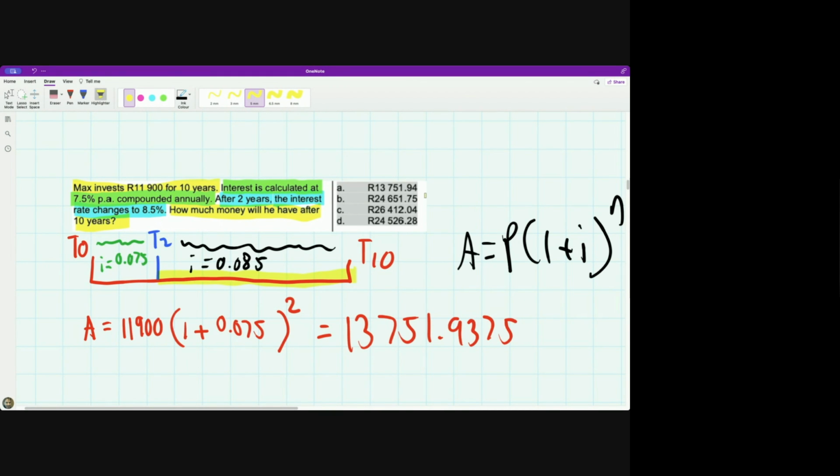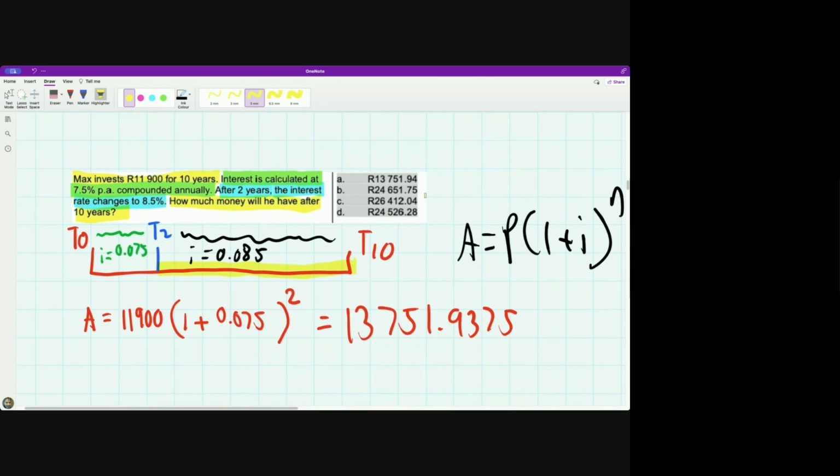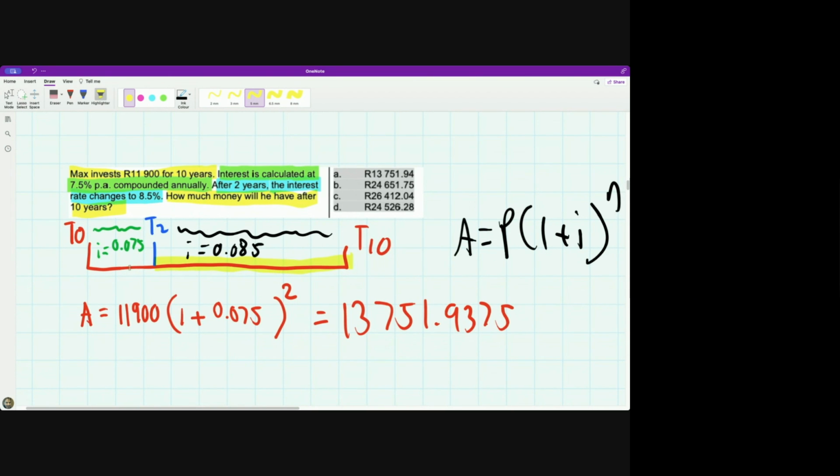Okay. So if you're feeling a bit lost, the real thing here is for the first 2 years, this gets me to that amount, but I still need to grow for 8 more years. So what I'm going to do is take this value, and the way to do it is I need to take this amount and it needs to grow. So, let me do it like this. I'm going to take 13,751.9375 and grow this for 8 more years.